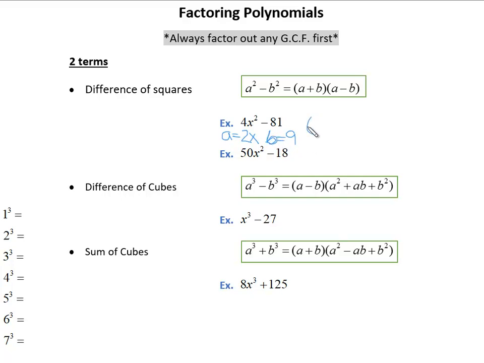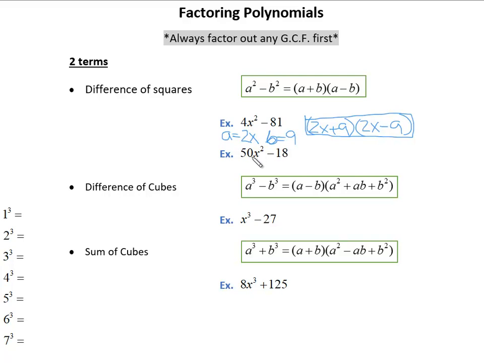Okay, so if we follow our pattern, it factors as a plus b, 2x plus 9, times a minus b, which is 2x minus 9. And you can always check by foiling these together, but you do get back to 4x squared minus 81. The middle terms cancel out. That's what always happens with our conjugates. And there's our factors.